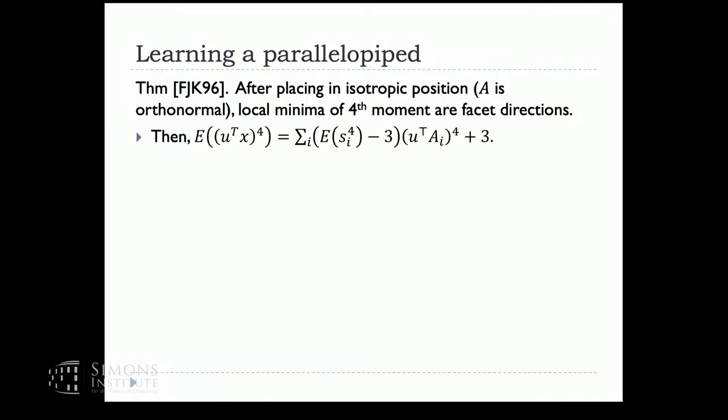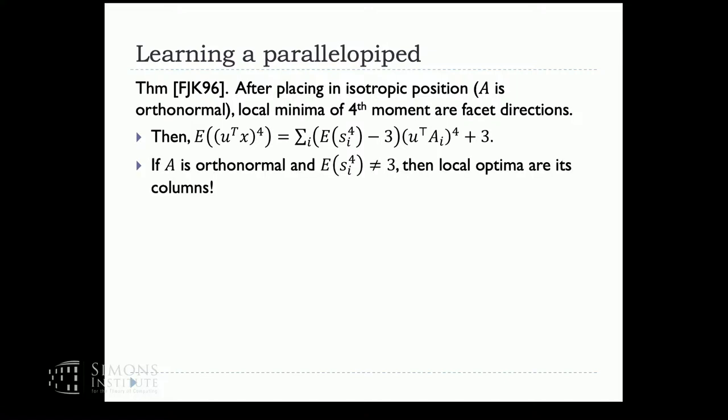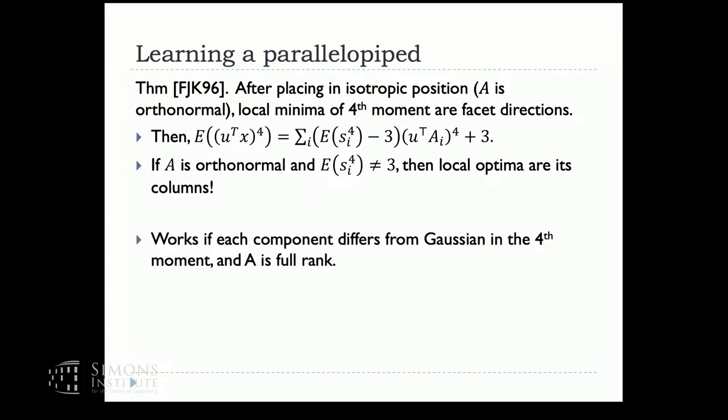And that's just a one-line proof, because you can rewrite the fourth moment as the fourth moment along the coordinates times this term that comes from the transformation, plus a constant. And so the point is that if you think of this as orthonormal, as long as you're not Gaussian, where this equal to 3 means it's a Gaussian, the local minima will be the columns. It's best to make u transpose equal to a column of A. Those are the only ones. Okay.